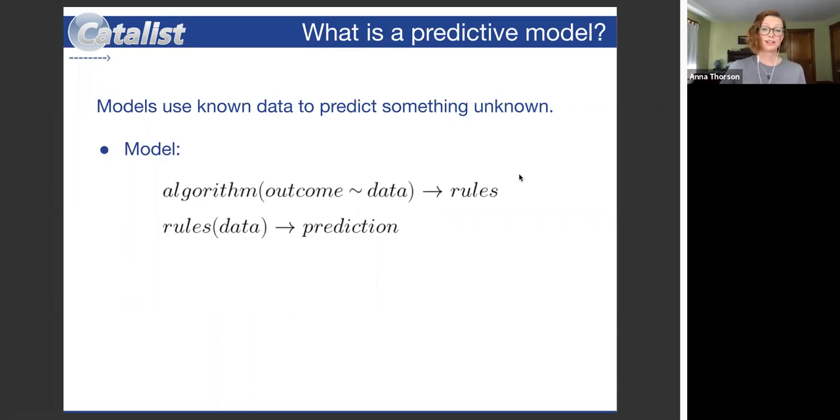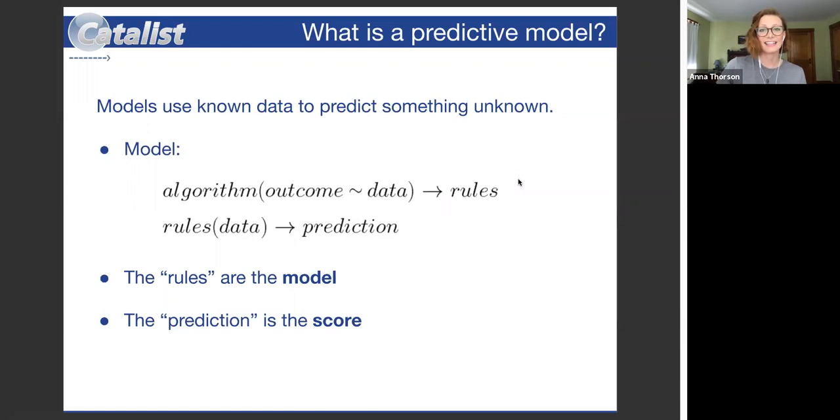Then you take those rules, and you give it different data. And those rules applied to the new data generate a prediction. The rules are the model. The prediction is the score. So we use colloquially the term model and score interchangeably in many cases. But if you come to me and say, Anna, I want you to build me a model, I will build you a model, but what I'm going to give you is a score.